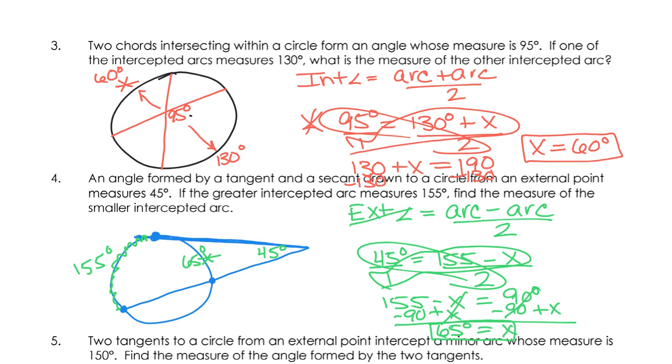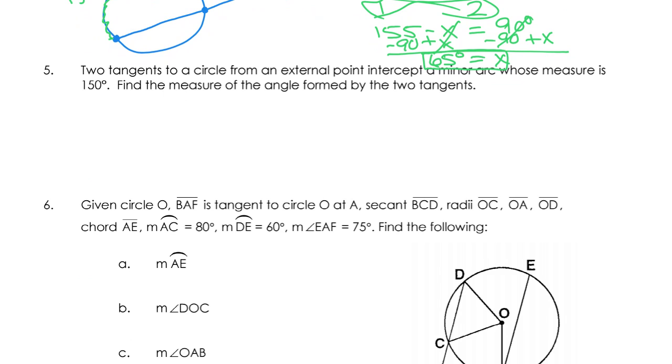All right, let's take a look at number 5. Two tangents to a circle from an external point intercept a minor arc whose measure is 150 degrees. Those are tangents, they're only touching my circle once. The minor arc is the smaller one, or the inner one. So that's 150. Find the measure of the angle formed by the two tangents. We're trying to figure that out.